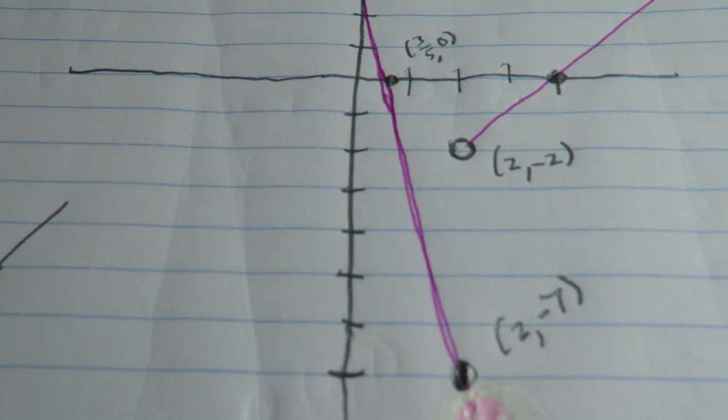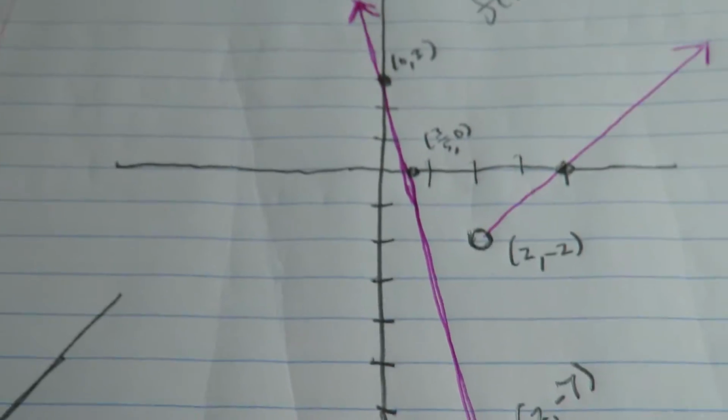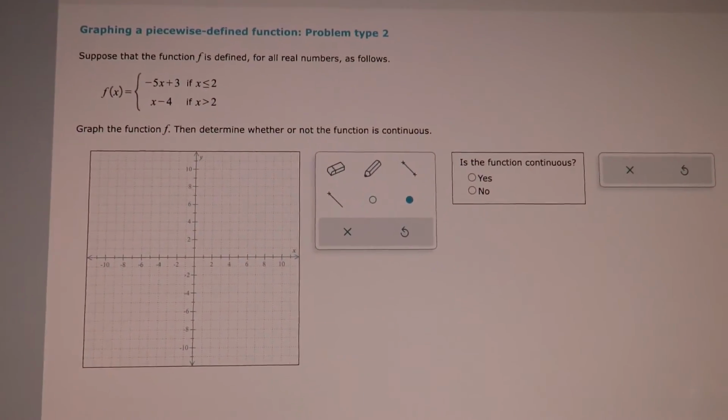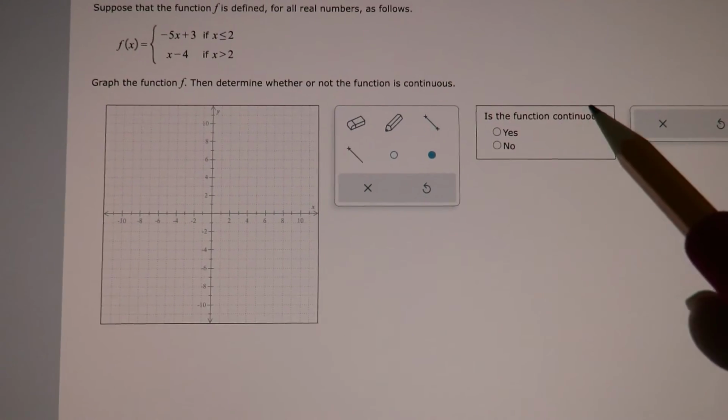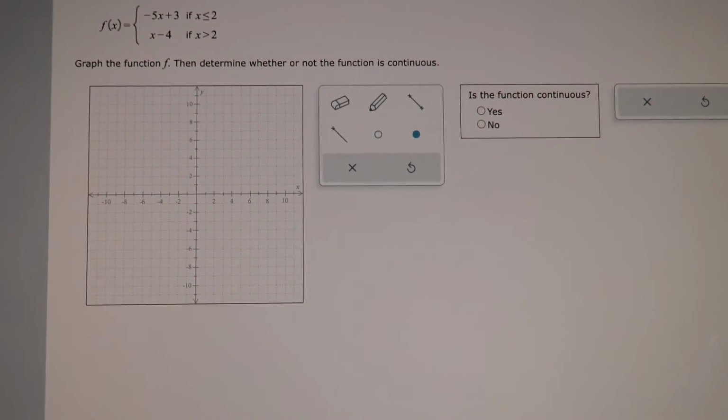Okay, gang, if you have any questions, please email me, and I'll leave it at that. So again, this question will be on your exam: graph a piecewise function. I would graph it, and for this case, I would say no, it's not continuous.